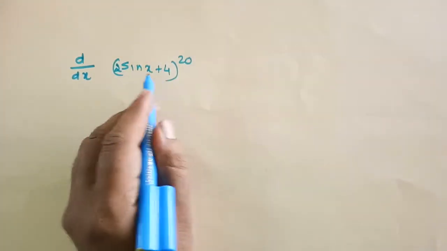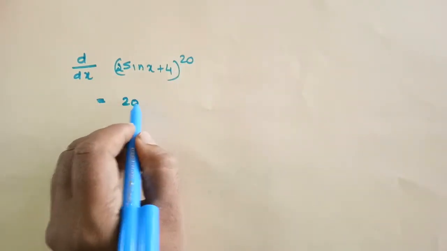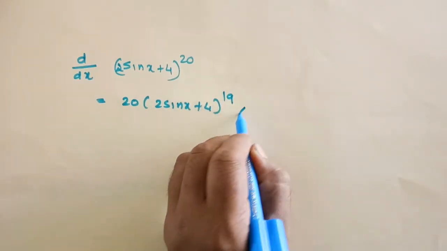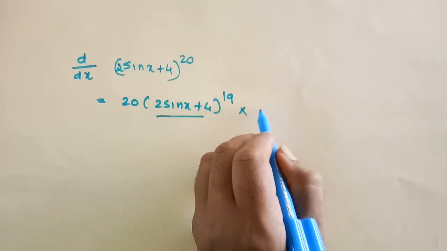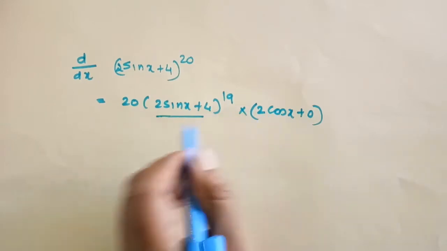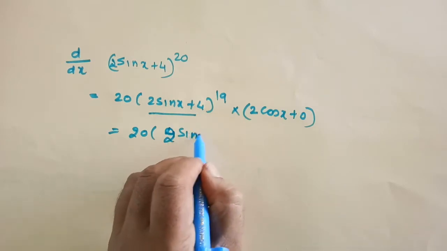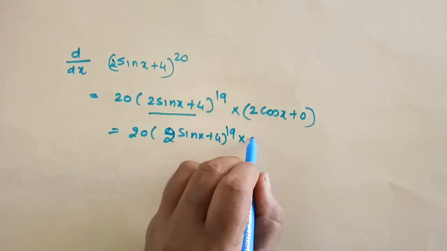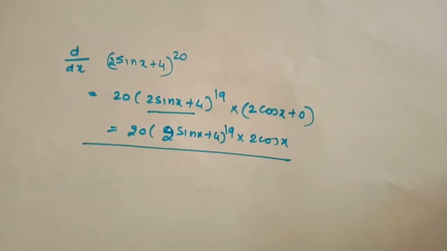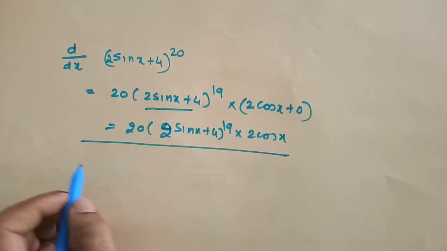So if I want to differentiate this one, first you differentiate the power as it is. What it would become is 20 (2 sine x plus 4) to the power 19 into the derivative of the inside thing, which is 2 cos x plus 0, because the derivative of 4 is 0. So that's going to become 20 (2 sine x plus 4) to the power 19 into 2 cos x. This is the derivative of this. This is related to power rule.